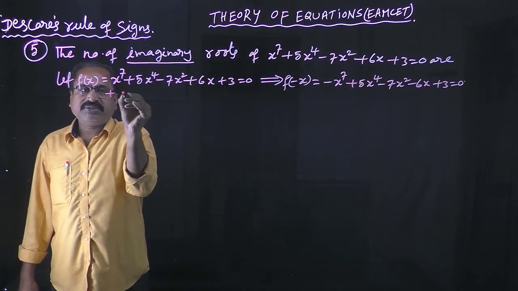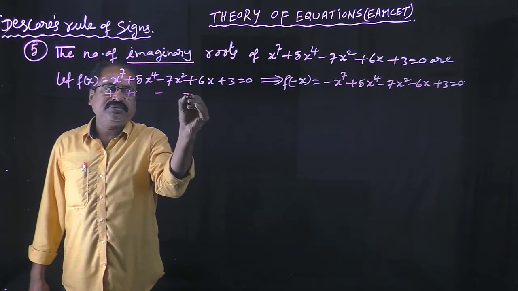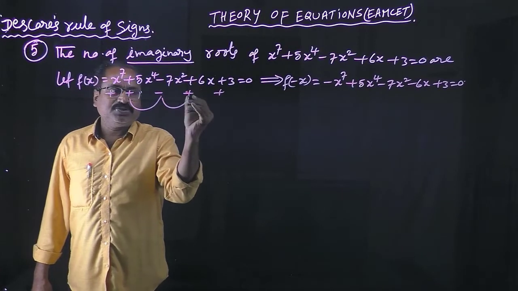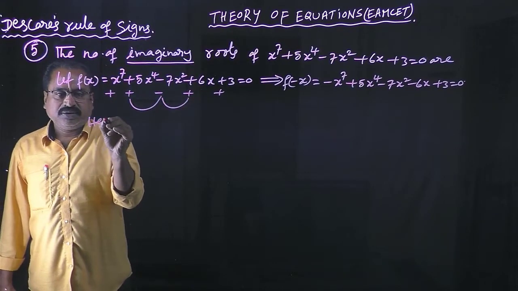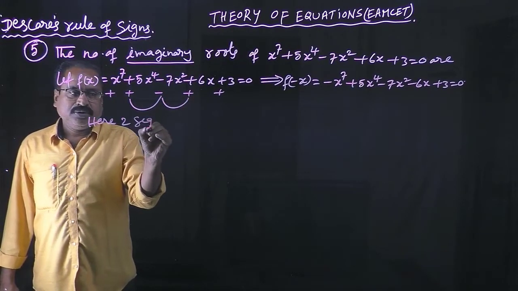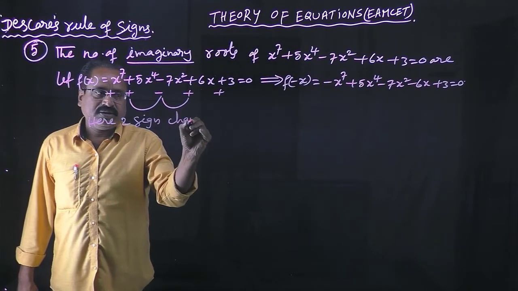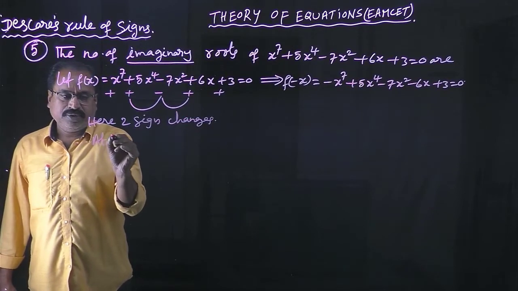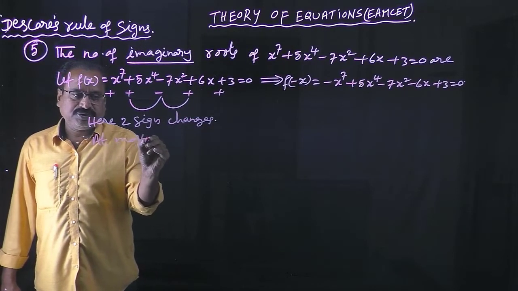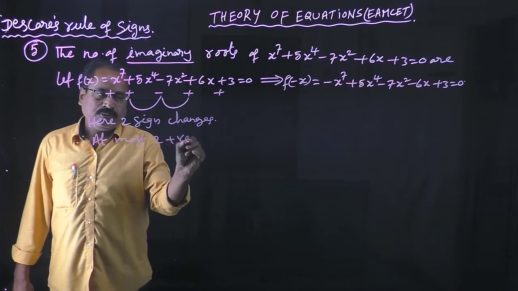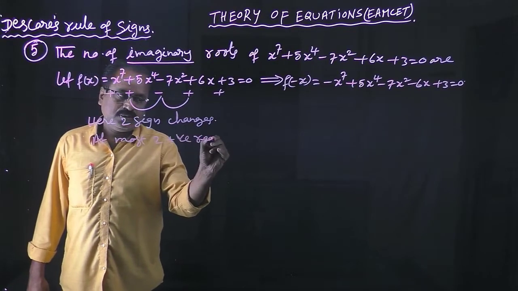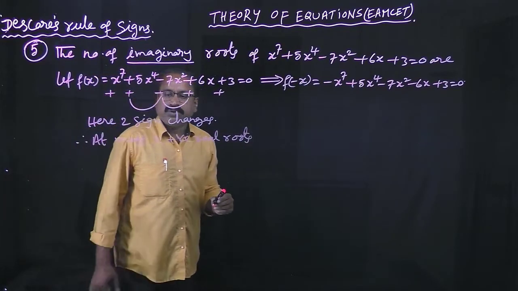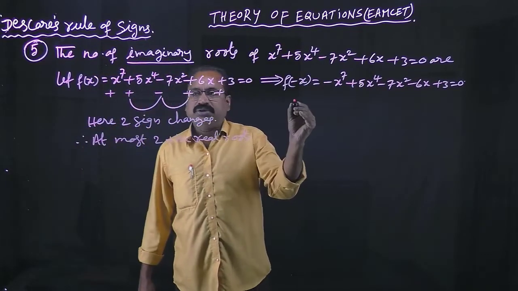Here plus, minus, plus 2 minus 2 plus. Here 2 sign changes. Therefore, at most 2 positive real roots.